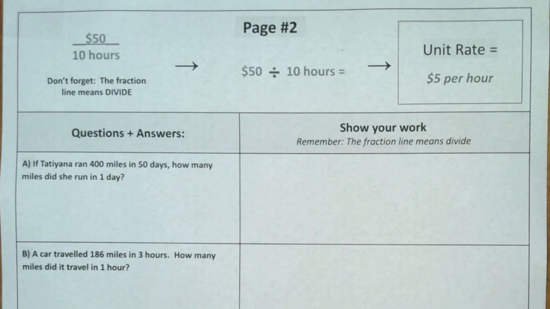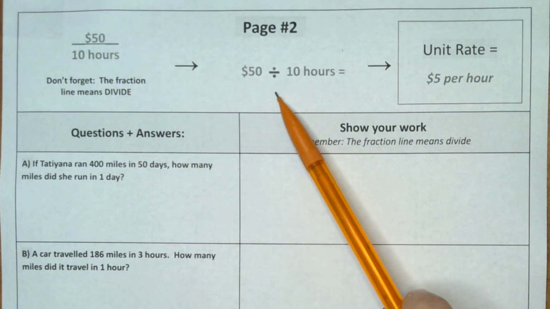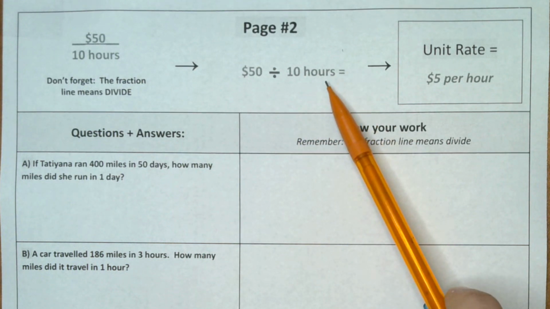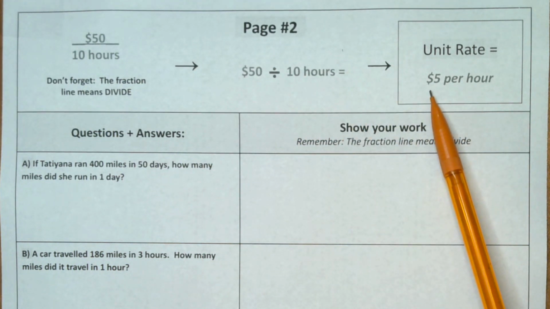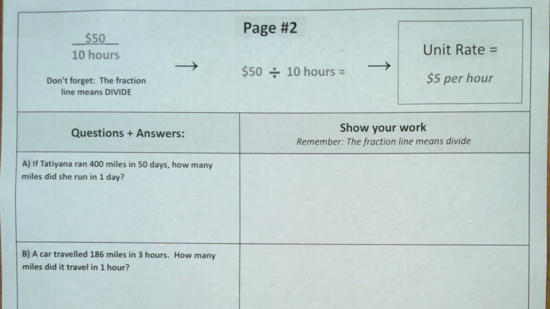I'm going to do one example with you on page number 2 and then have you practice the rest of the page on your own. At the top of page number 2, you can see a couple notes to help you. Number 1, don't forget the fraction line means divide. So this means $50 divided by 10 hours, which tells us the unit rate or the unit cost of $5 per hour. So whatever you want one of will be the second number when you divide.